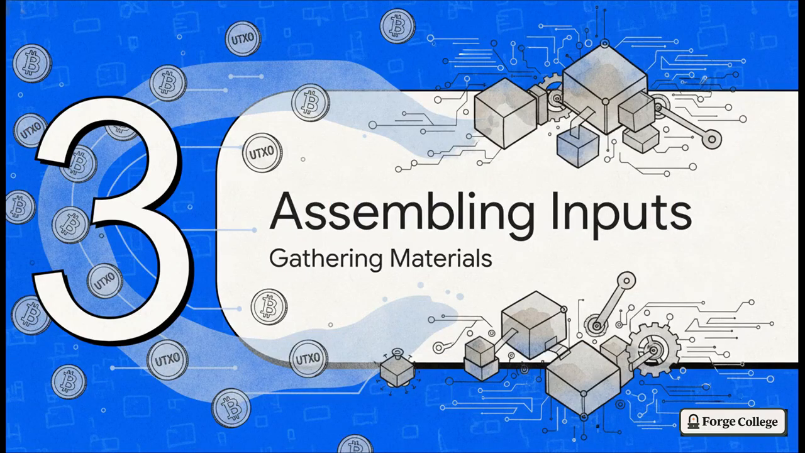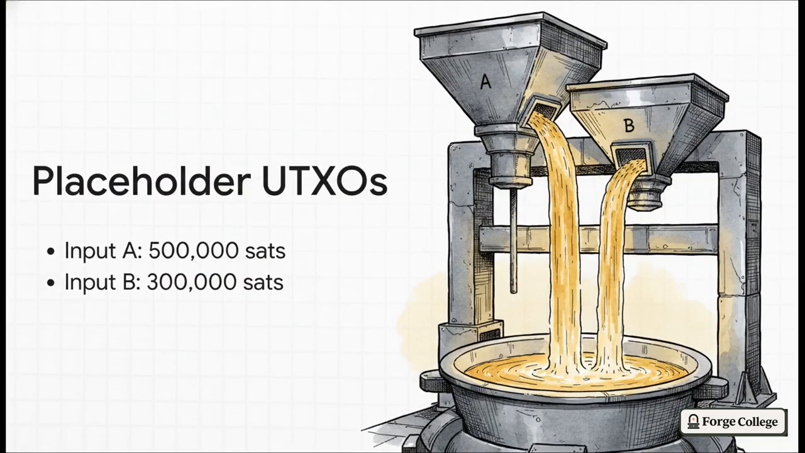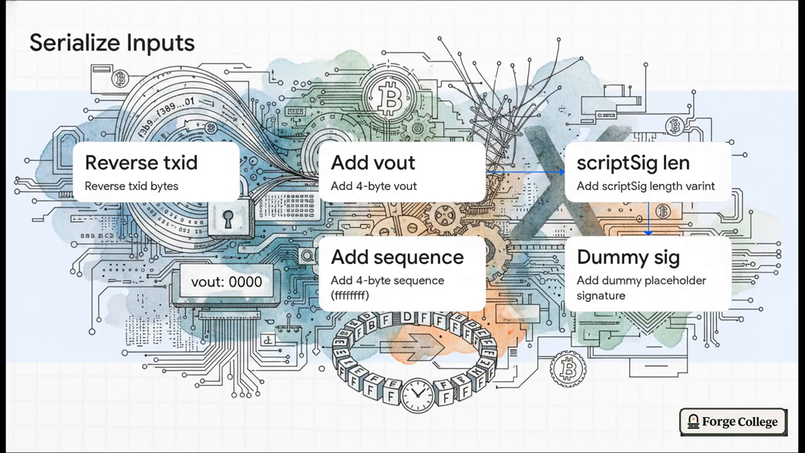All right, step 3, assembling the inputs. Let's start gathering up our raw materials. For this specific build, we're going to use some placeholder UTXOs. That's unspent transaction outputs, if you remember from our Exploring Bitcoin Transactions in UTXO module. So input A brings 500,000 satoshis to the table, and input B brings 300,000. Add those up, and that gives us a grand total of 800,000 satoshis of raw building material to work with. Not a bad stash.